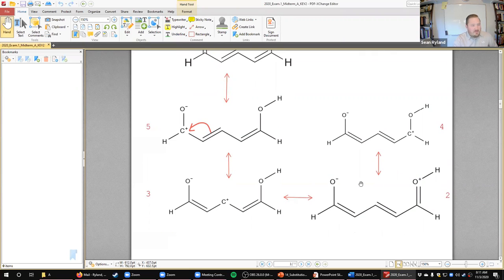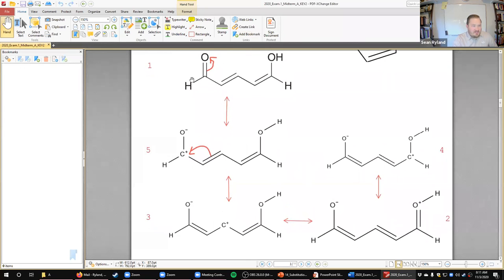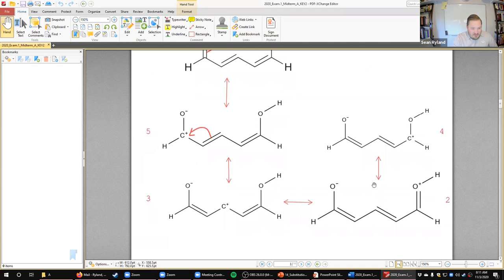again, we wind up with some that are relatively close to the same. The starting structure here is most stable because it doesn't have any formal charges. Everything is neutral and has a full valence up here. And then the second most stable one is the only other resonance structure where everything has a full valence.